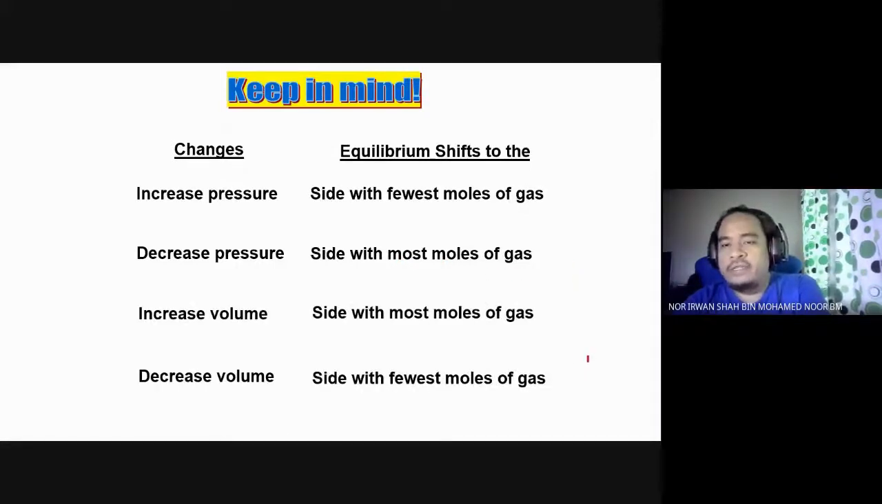Alright, so that's all for this lesson. In the next lesson, we are going to look at how the addition of inert gases affects the position of the equilibrium system.